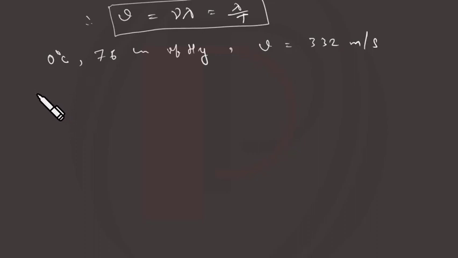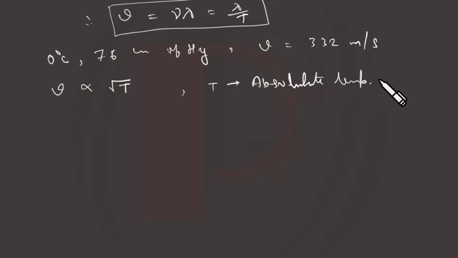Well, how does it depend? The velocity of sound is directly proportional to the root of the absolute temperature. Here capital T is absolute temperature, mind it, represented as T, and the SI unit is Kelvin, of course. So velocity of sound is directly proportional to the square root of the absolute temperature. That means if the temperature increases, the velocity of sound also increases through air.